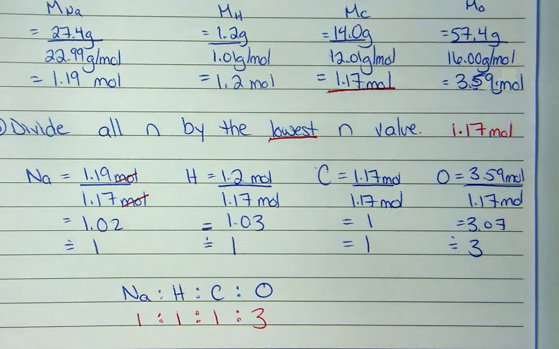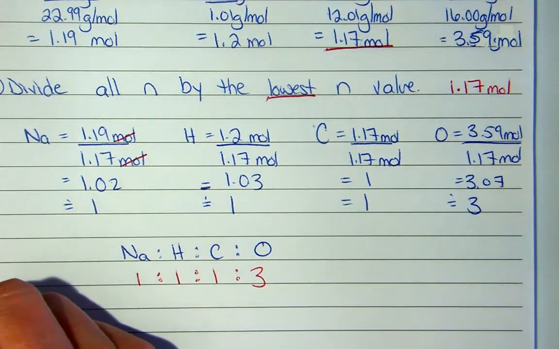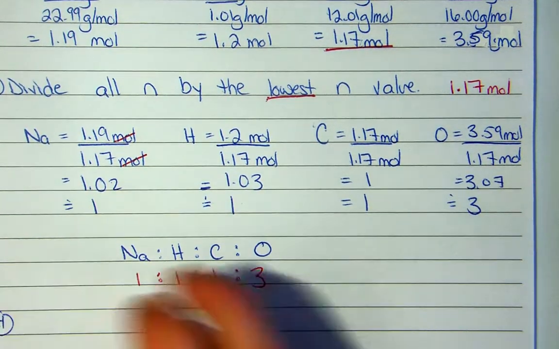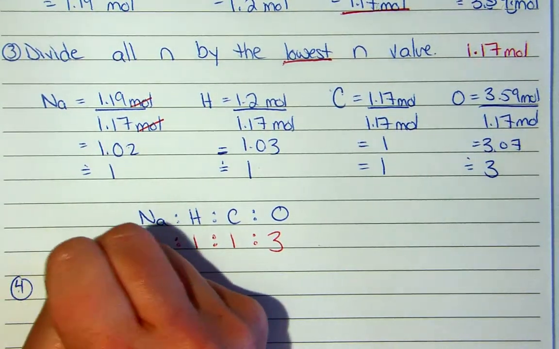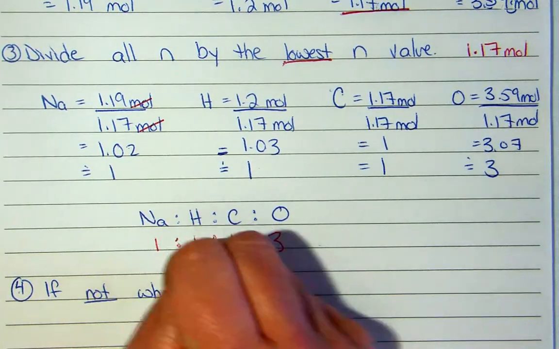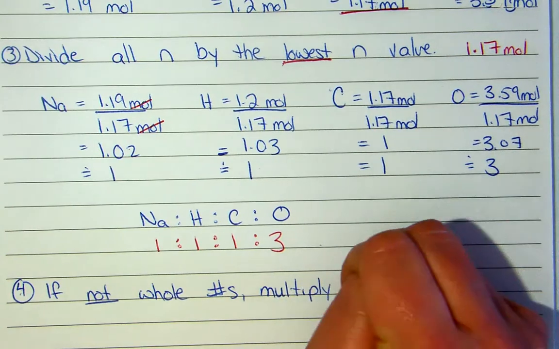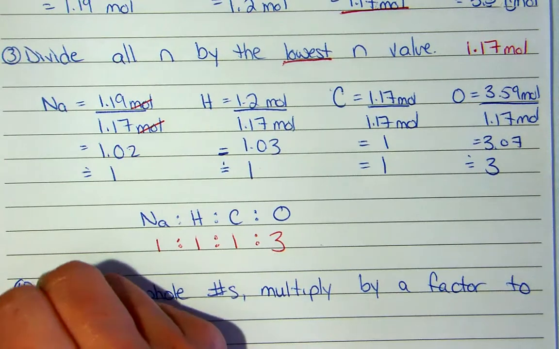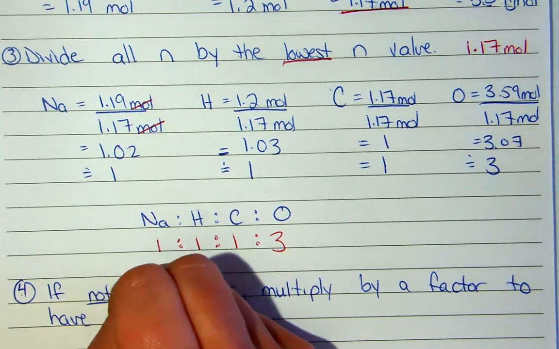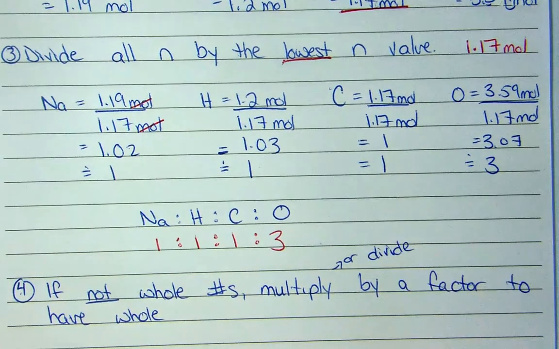And I can write that out as a chemical formula. I'm going to add one step here. I got lucky. Here they are all whole numbers. If they are not all whole numbers, you're going to multiply by a factor to have whole numbers. Or divide. You'll have to figure that out.